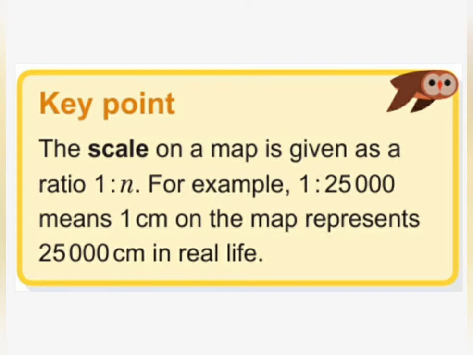Now, 1 to 25,000 means what? It means 1 centimeter on the map represents 25,000 centimeters in real life. And as you can see here, they have the same units. So the difference between scales and ratios is that ratios have the same units all the time. That's why they don't write units here, and they mean centimeters.